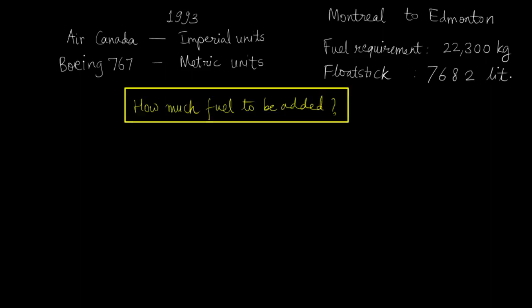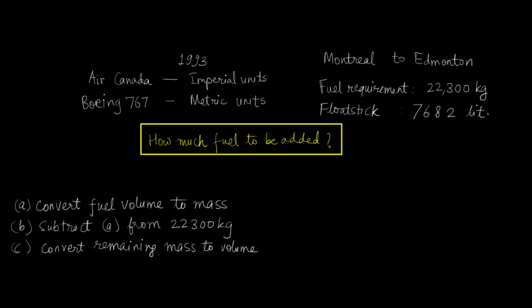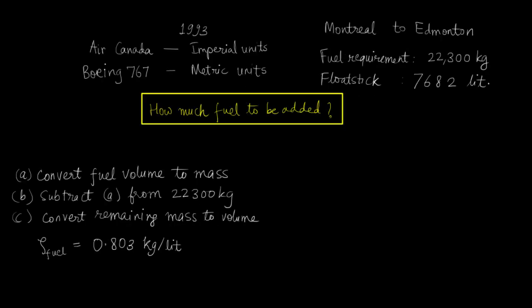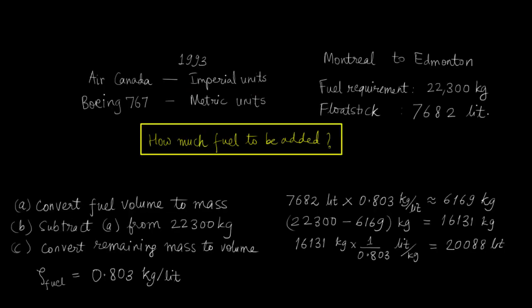So now the question was, how much fuel does the aircraft need? In order to find that, the pilots had to first convert the fuel volume to mass, and subtract the available mass from 22,300 kilograms. This is the required mass, which can then be converted into volume. The useful parameter is that the density of fuel is 0.803 kilogram per liter, or 803 kilogram per meter cube. So let us do this calculation. 7,682 liters translates to a total mass of 6,169 kilograms. This is obtained by multiplying the volume by the density as shown in the first step.